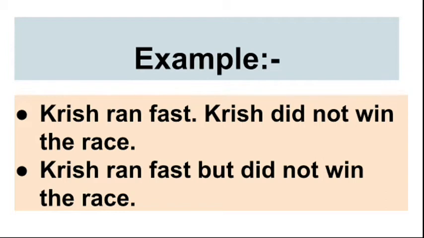Now students, here as you can see in the sentence that Krish, he ran fast. So if he ran fast, he should have won the race. But he did not win the race. So opposite thing is being told here. That is why we are going to join the sentence by using the conjunction but. That is, Krish ran fast but did not win the race.